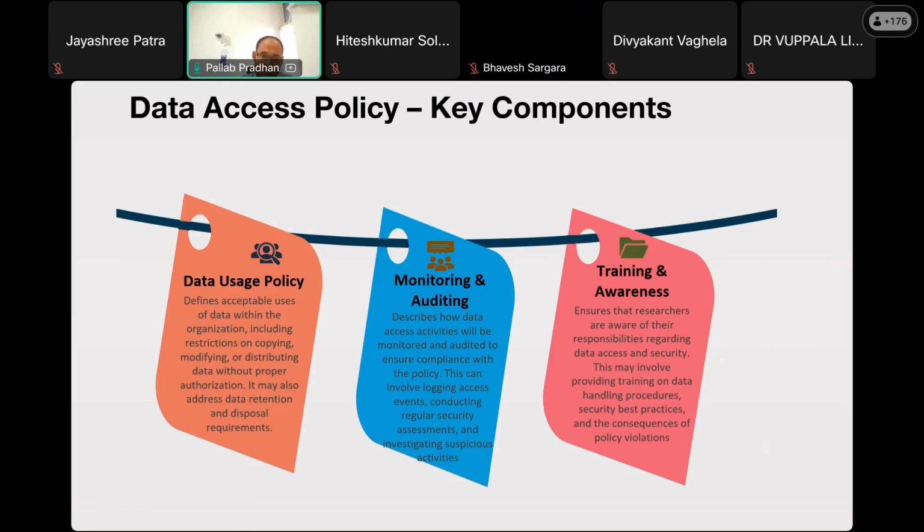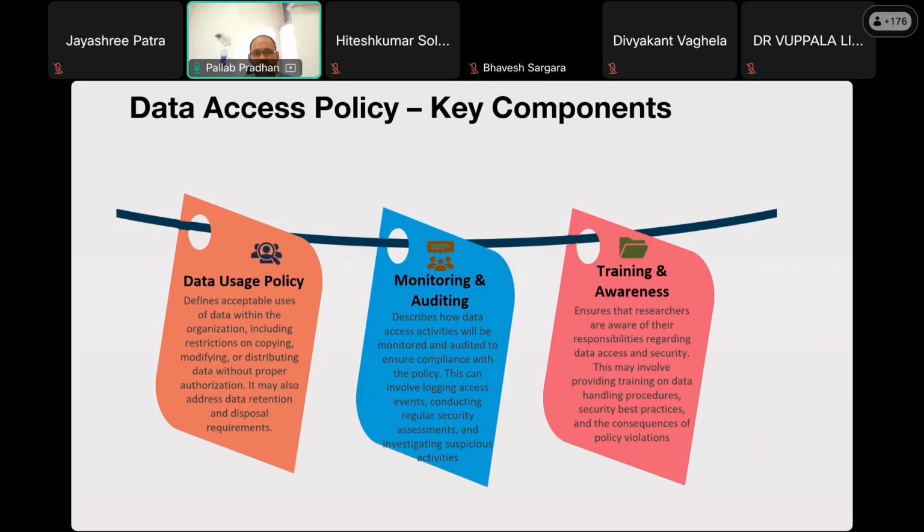And last but not the least, training and awareness. It typically ensures that the researchers, the users, are very much aware of their responsibilities regarding data access and security while accessing a data repository where confidential data are available. This may involve providing training on data handling procedures, security best practices, and consequences of policy violations. So basically, a data access policy is an organization-wide policy that takes care of all these 7 aspects that we discussed in these 2 slides on data produced by institutions.